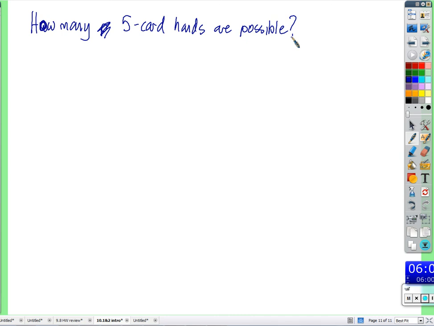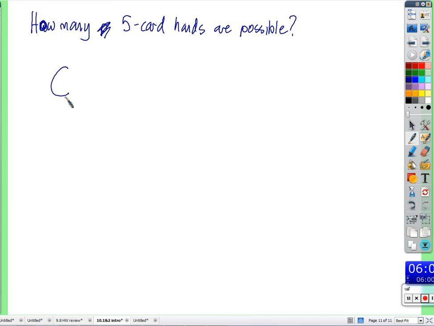Does order matter? Is order important when you get your cards? No. If you deal me a 2, 3, 4, 5, 6 of spades, it doesn't matter if you instead gave me 6, 5, 4, 3, 2, because I can just take them when I have them and put them in order however I want. So no, it doesn't matter what order they're dealt to me. So are we talking about combinations or permutations here? Combinations. We don't care about what the order is.